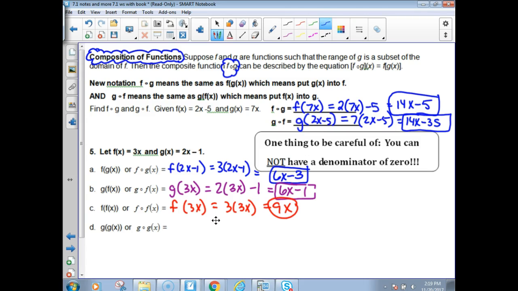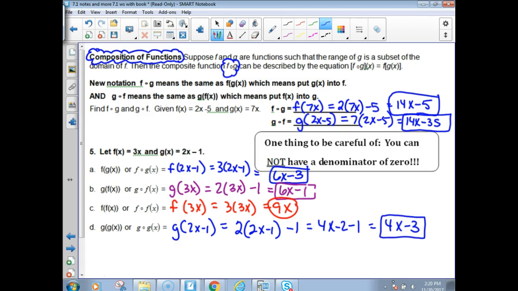All right. Now the g of g of x. The g of x function is 2x minus 1. Okay, we're going to put 2x minus 1 in the g function. The g function multiplies its input by 2. So we have to do 2 times 2x minus 1. And then we got to subtract 1 at the end. So then we're going to distribute and get 4x minus 2 minus 1. And our final answer, 4x minus 3. Are we okay?